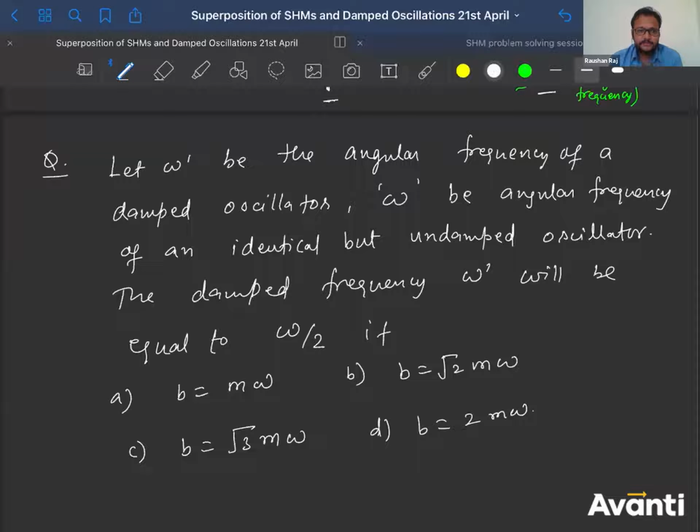Yes, amplitude is inversely proportional to capital G, correct. Guys, please solve this. Get me an answer for this. Okay, sir, C for sure. Okay, some people are confident. Good.